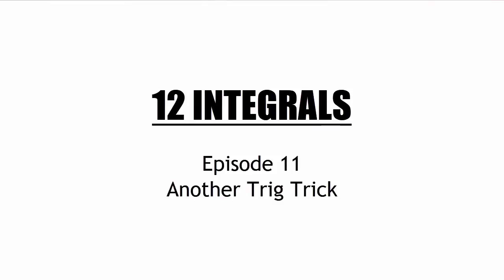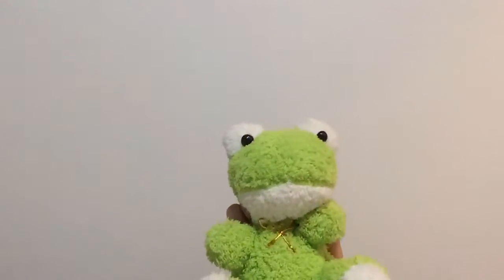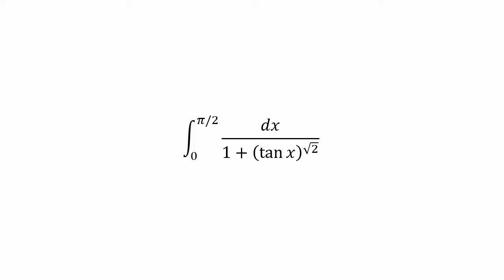Hooray! And today we're going to be solving another integral again. The integral that we're solving today looks like this. It is the integral of 1 divided by 1 plus tan x to the power of root 2, evaluated from 0 to pi over 2.